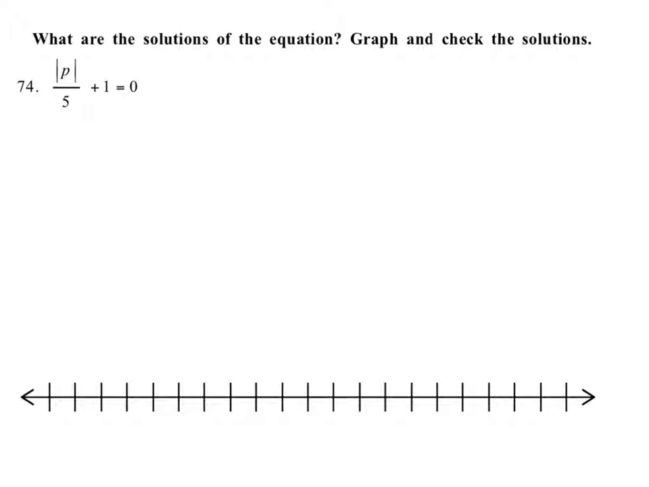Okay, we need to undo what's happening to the absolute value bars. What's happening to it? Well, first we've got it being divided by 5, and then we've got +1 added to it, equals 0. So the first thing we're going to do is -1, -1. And we get absolute value of p divided by 5 equals -1.